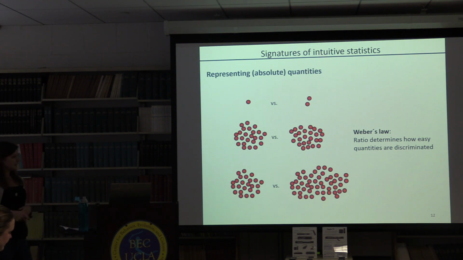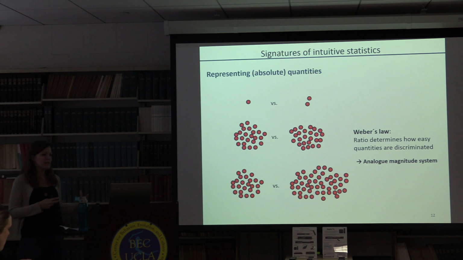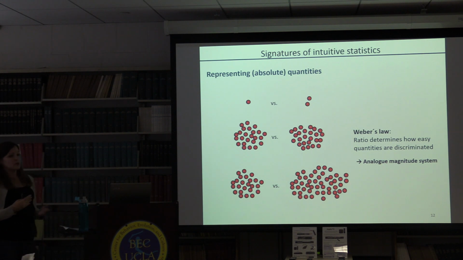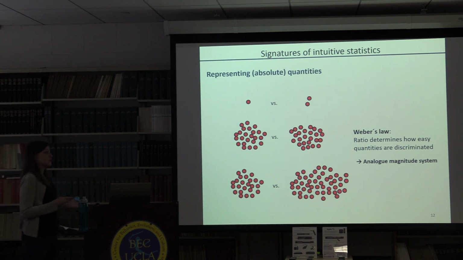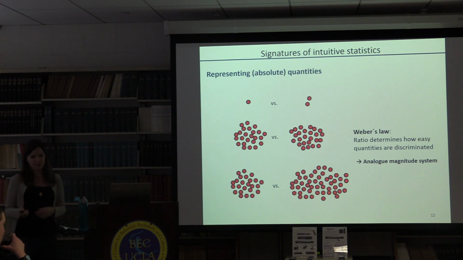And this is a characteristic signature of the cognitive mechanism enabling this kind of capacity. And this mechanism is called the analog magnitude system or the approximate number system. And signatures of this system have been found in a wide variety of different quantity-related tasks and also in a wide variety of different species.